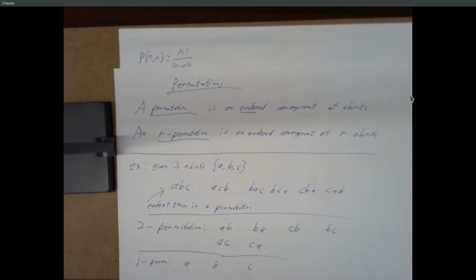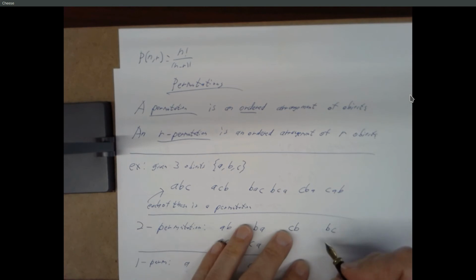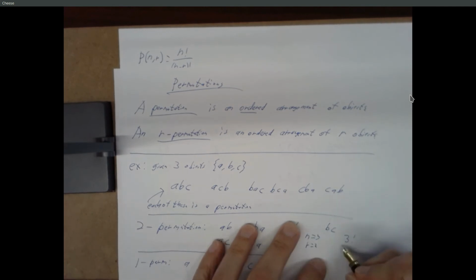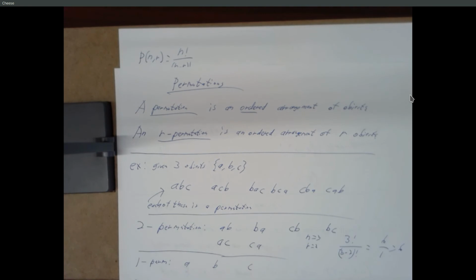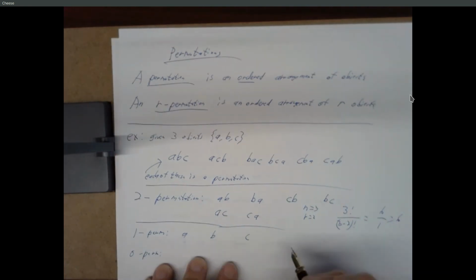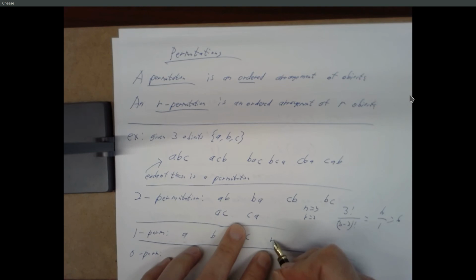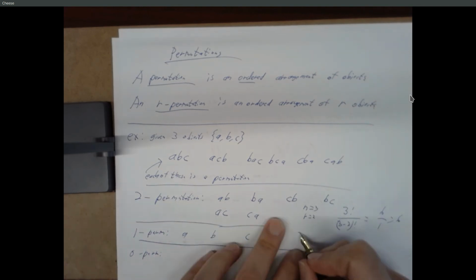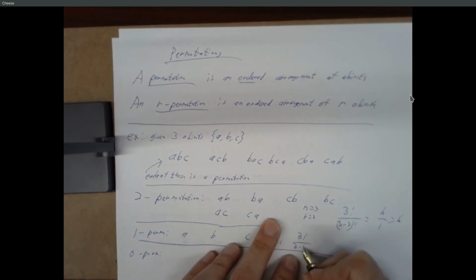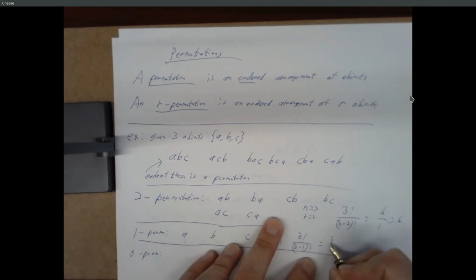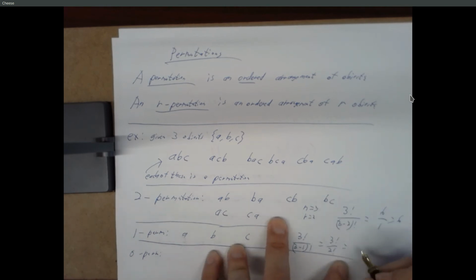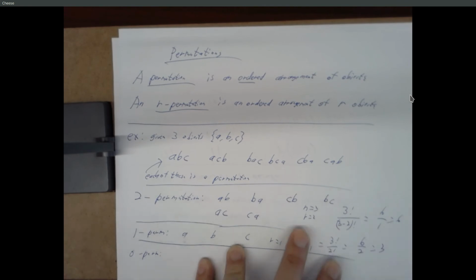So the number of 2-permutations of three objects, n equals 3, r equals 2, this would be 3 factorial over 3 minus 2 factorial, which is 6 over 1, which is 6. There's our 6 objects. If r equals 1, the number of 1-permutations should be 3 factorial over 3 minus 1 factorial, which is 3 factorial over 2 factorial, which is 6 over 2, which is equal to 3. There's your 3 objects.